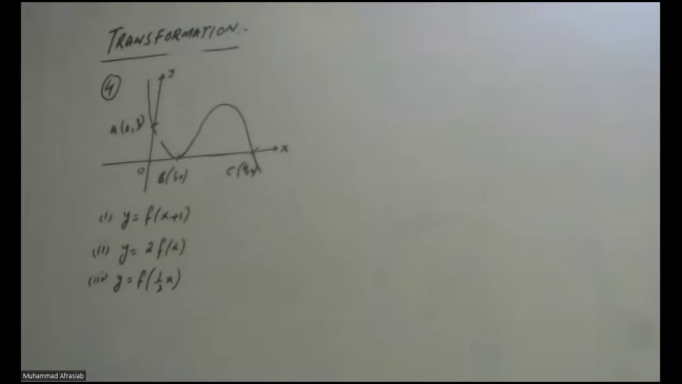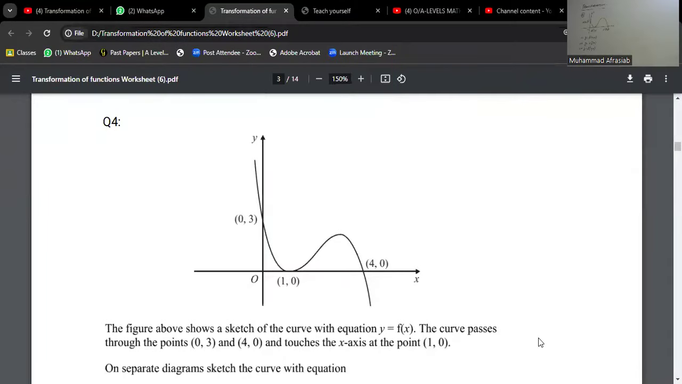We are now starting question number 4 for this topic of transformation. The figure shows the sketch of the curve with the equation y is equal to f of x. The curve passes through the points (0, 3) and (4, 0) and touches the x-axis at the point (1, 0).